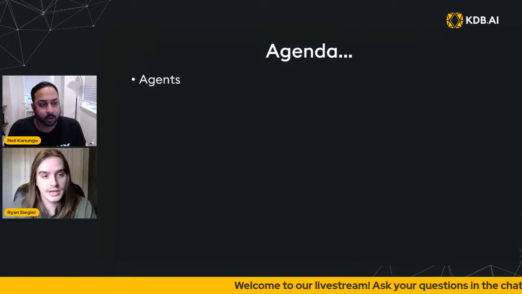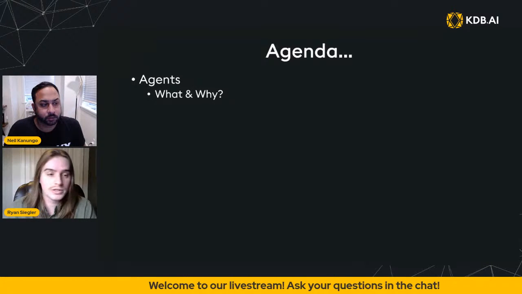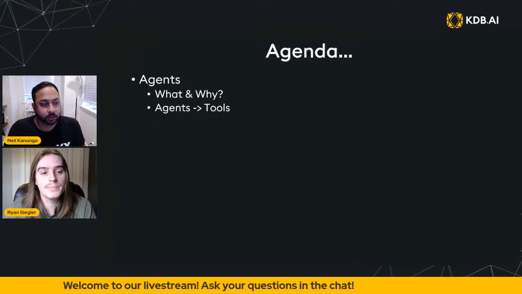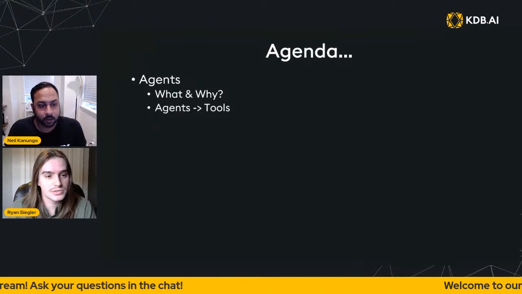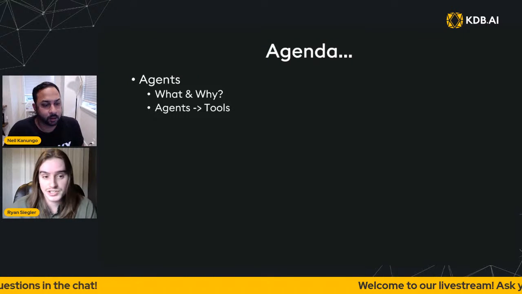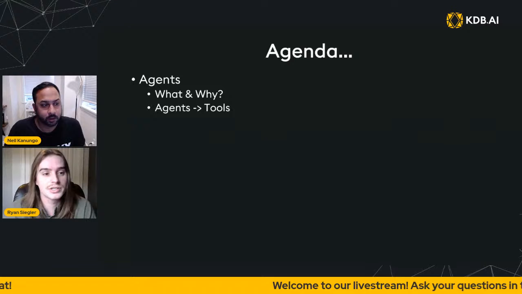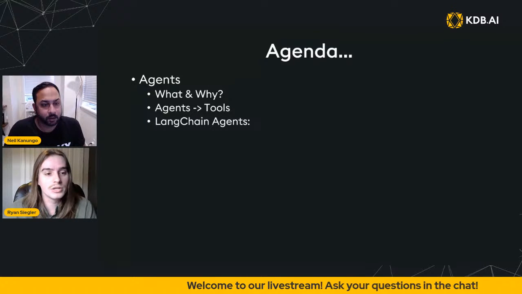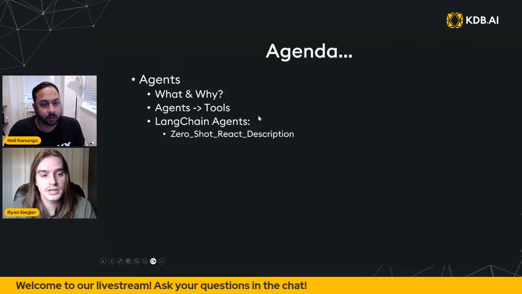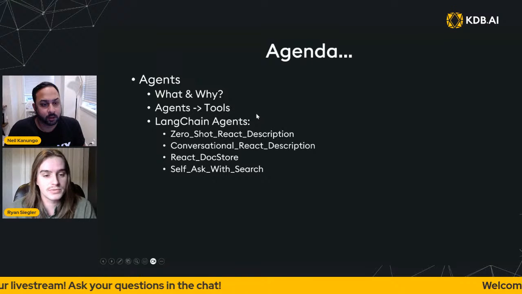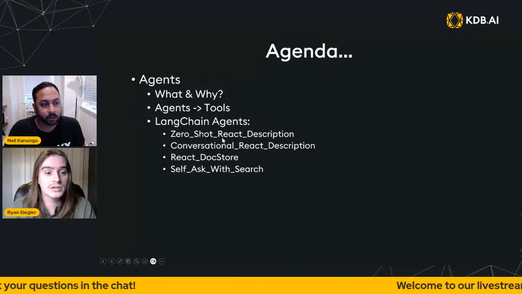So the agenda for the day: talking about what is an agent, why might we use them, and how we can use different tools and functions with our agents to really extend the capabilities of our large language models. And then we're going to be talking about several different types of agents as well. So LangChain has 4 different types of agents that we're going to be discussing here.